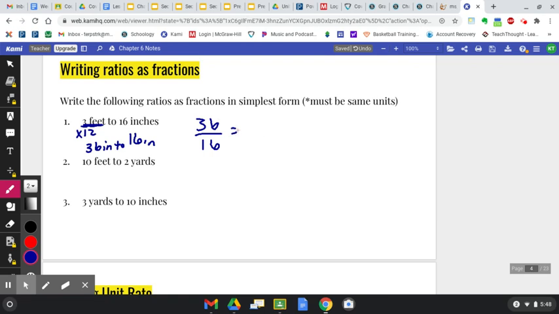And I know that 4 goes into both of those. 4 goes into 36 9 times. 4 goes into 16, 4. So 9 over 4, or 9 to 4, is my ratio.